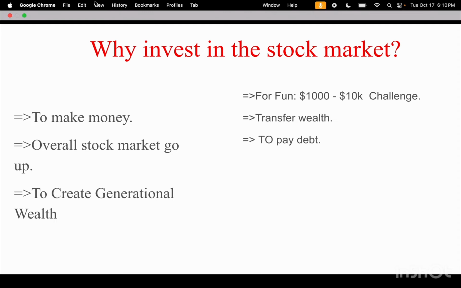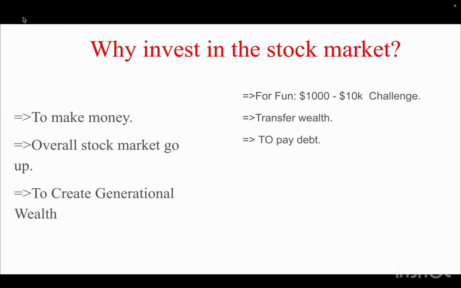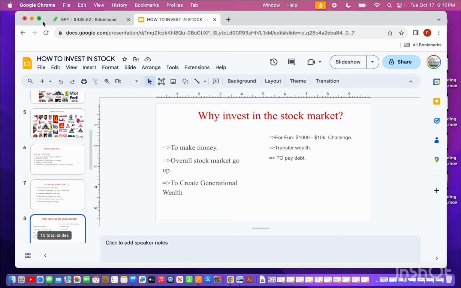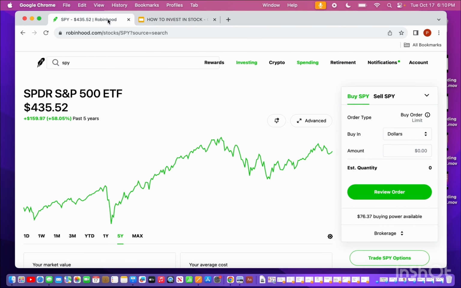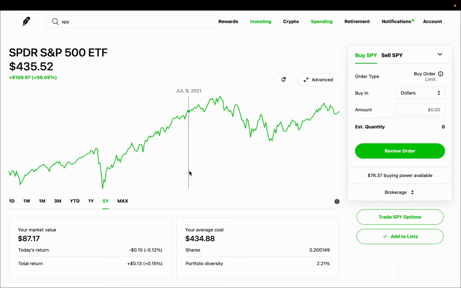So let's check here and see the overall stock market. We're going to use the SPY. Alright, so I said that one of the reasons is that the overall stock market goes up. So we're going to use the S&P 500 index ETF, which has the symbol SPY.